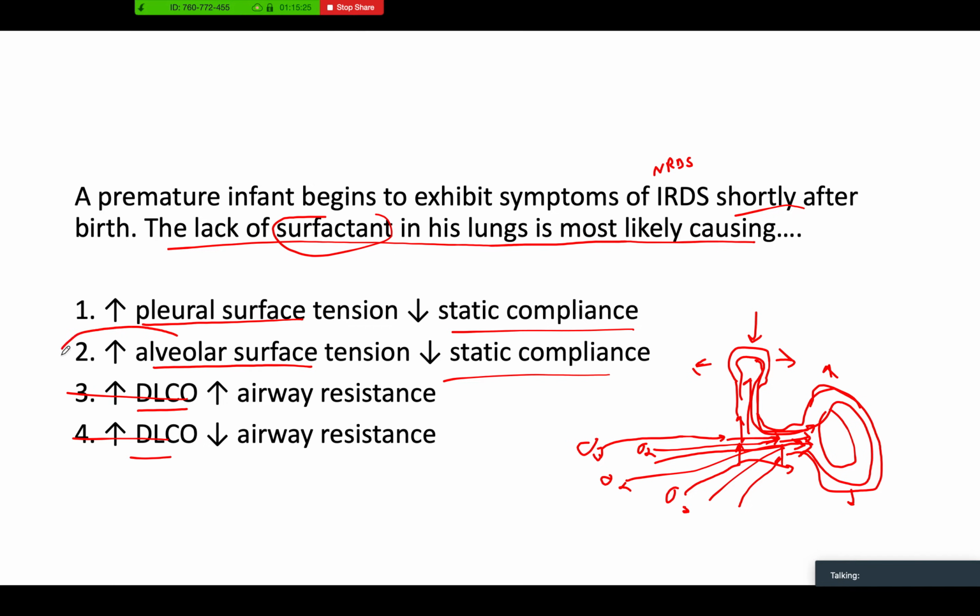Wonderful. Great. So that increased tension in the alveoli means we're going to have a decreased compliance. Air is not going to go into those alveoli. This patient is going to develop neonatal distress syndrome. Okay?